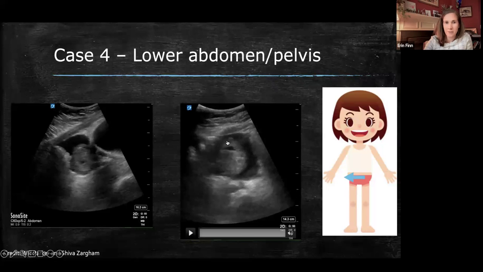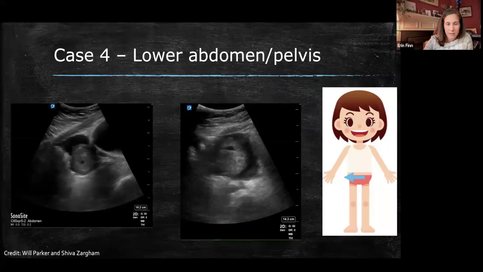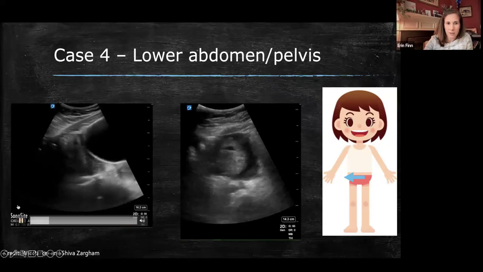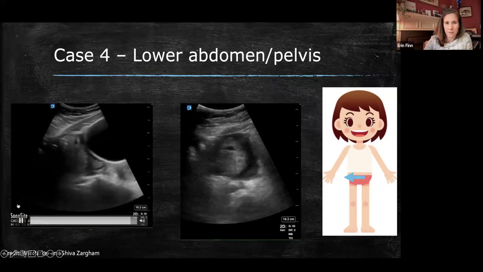So here is a transverse view. And on the left, we're going to fan through. And again, just throw out in the chat if you're seeing anything abnormal or what you think could be going on. And I am going to go through these in a little bit, so don't feel bad if you're not sure.